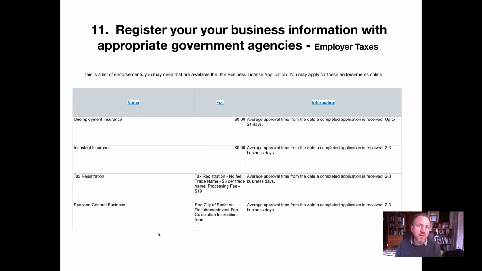So it's kind of funny the way they list some of the fees. Your tax registration basically takes 2 to 3 days to get approval. There's no fee for the registration. However, as you'll see in a moment, you can register multiple trade names and you actually pay a $19 processing fee to get your original master business license. And then the Spokane general business licensing fees, we'll talk about that later. Each city charges a different fee for that.